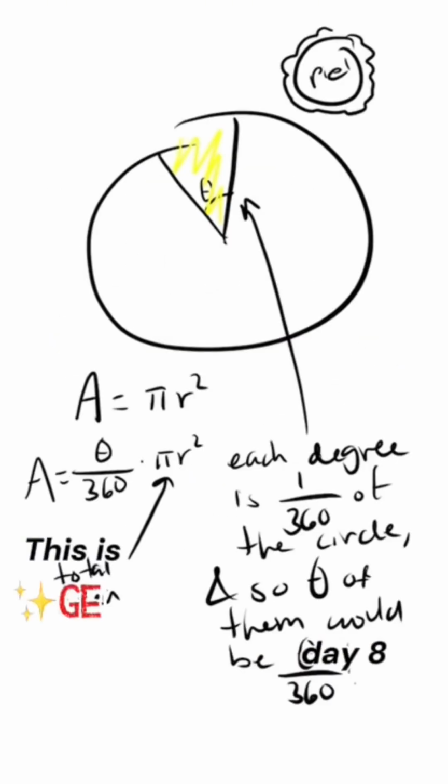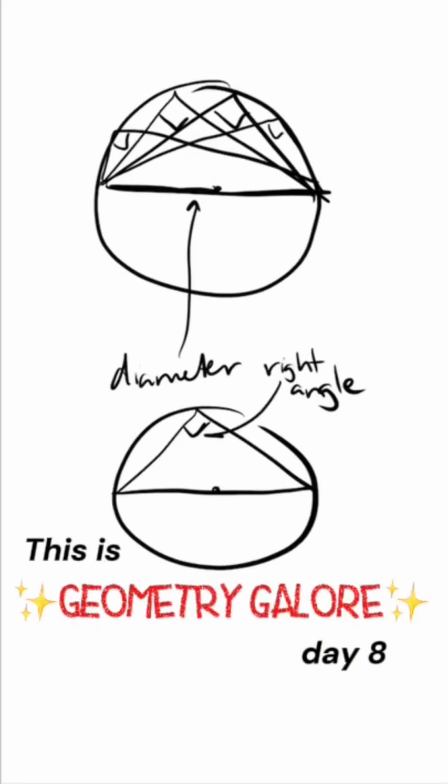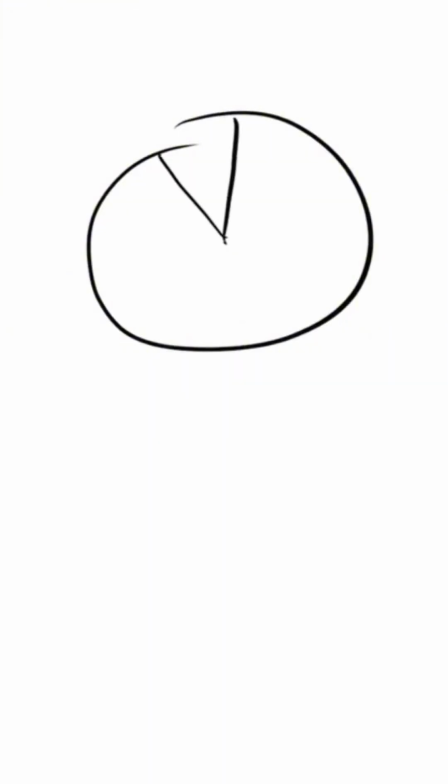This is day 8 of Geometry Galore, where I make boring geometry formulas fun. Today we're looking at the basics of circles. So imagine we have a circle with its radii coming out, creating an angle. If this angle is theta, what is the area of the circular sector?